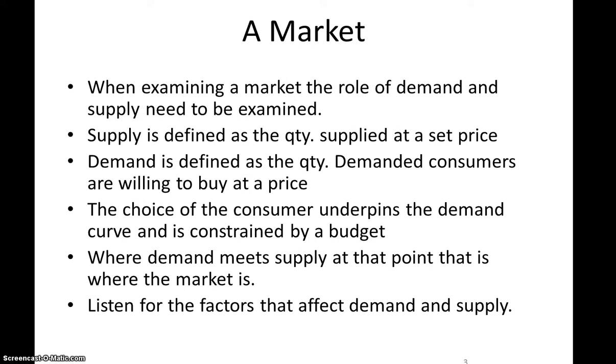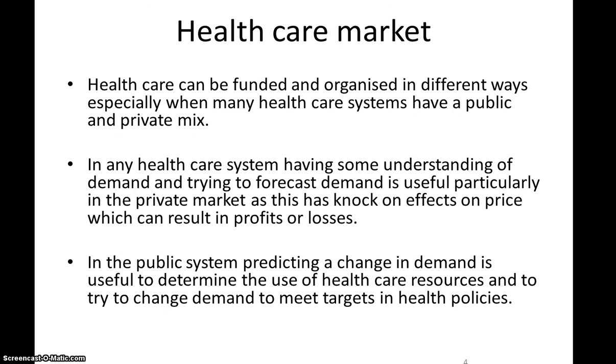Just to define what we mean by supply, supply is defined as the quantity supplied at a set price. So as a supplier, you're very conscious of how much to supply, as well as the price on the market. With regard to demand, demand is defined as the quantity demanded by consumers who are willing to pay at a set price. The choice of the consumer basically underpins the demand curve, and the demand curve is constrained by a budget, in other words, your income, for example. Where demand meets supply, at that point, that's where the market actually exists. So we're now going to look at the factors that affect demand and supply.